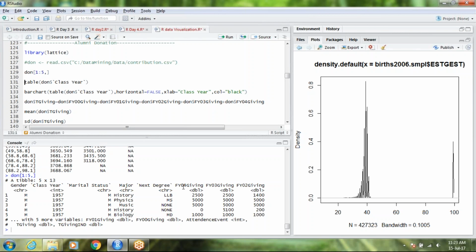And then, did they contribute in the fourth year after passing, third year after passing, second year after passing, so first year after, and the year they passed, attendance of the event. So there was an alumni meet or a reunion, you can say, and how many of them attended. So is it a yes or no?